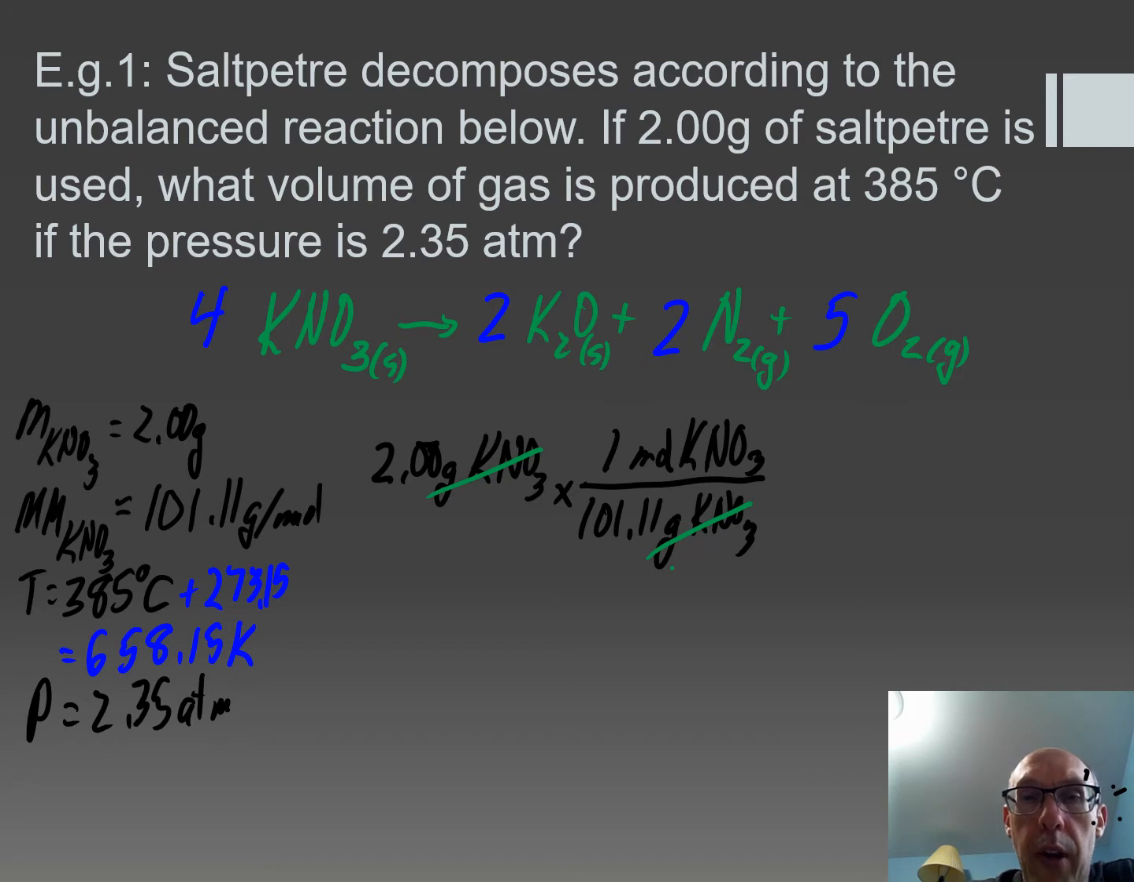My mole ratio then is for every 4 mole KNO3.